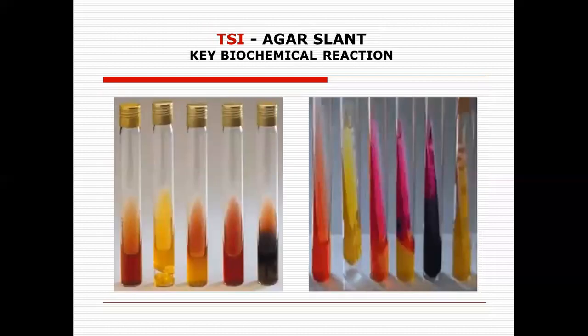This is how different organisms can have, here you see, all sugars fermented. Here you see the slant is fermented with the production of H2S, the blackening of the colony. Here none of the sugar has been fermented. Gas production has been there. So various organisms produce various discoloration of the slant medium. This is how the TSI agar is used.